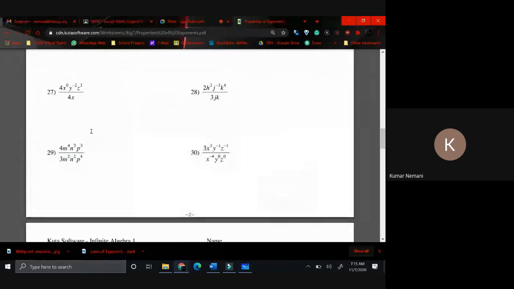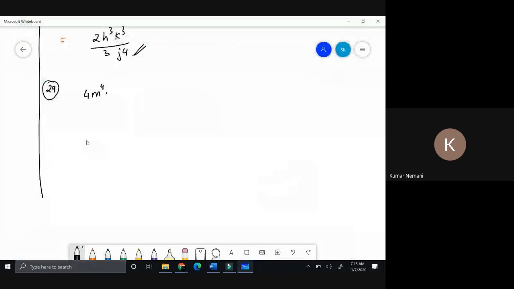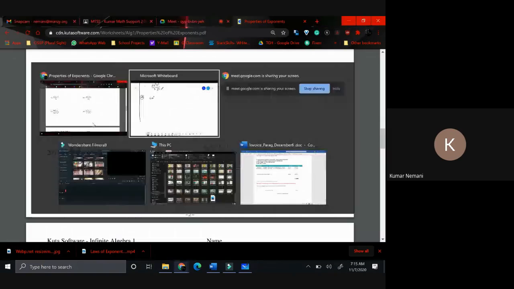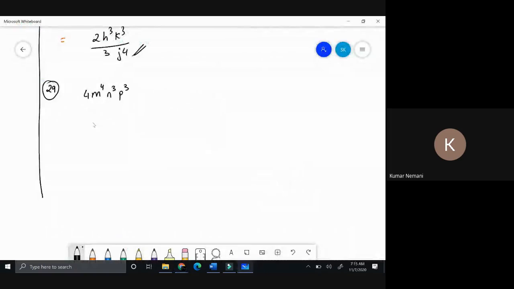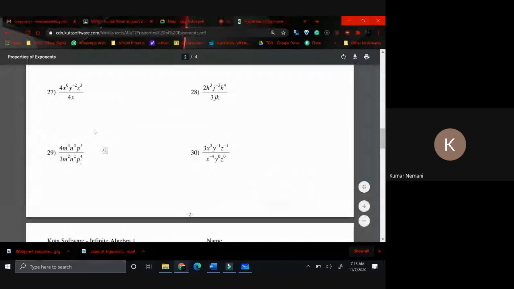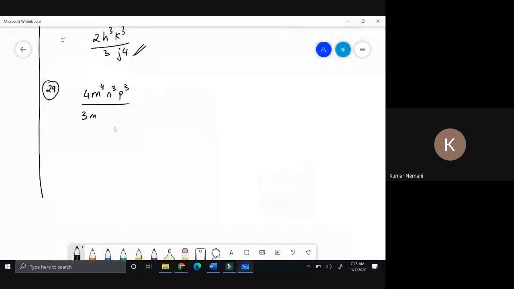4m power 4 n cube p cube, 4 power 4 m, sorry, n cubed or n power 3 p power 3. Any number with power 3 is also called a cube, that is p cube n cube divided by 3n square p power 4, 3m square n square p power 4.